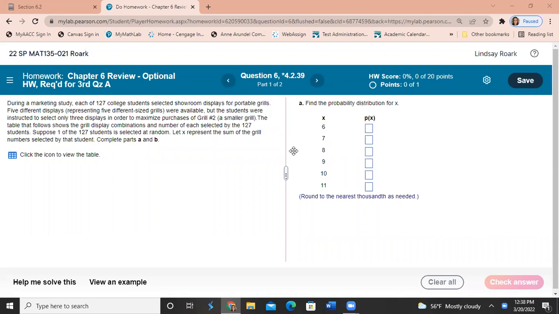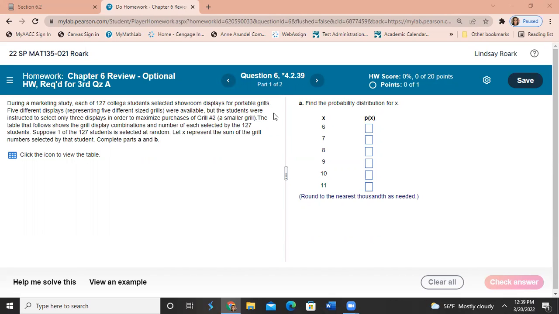Okay, I want to talk about a couple of the questions from the Chapter 6 review. It's a little confusing for some of us to keep everything straight, especially because Chapter 6.1 was all about discrete probability distributions, and then 6.2 was about binomial, and then the back and forth. So let's take a look at this problem. For example, this is question 6 from the review.